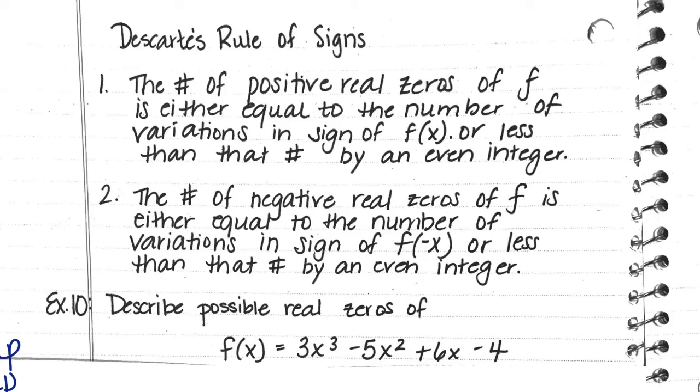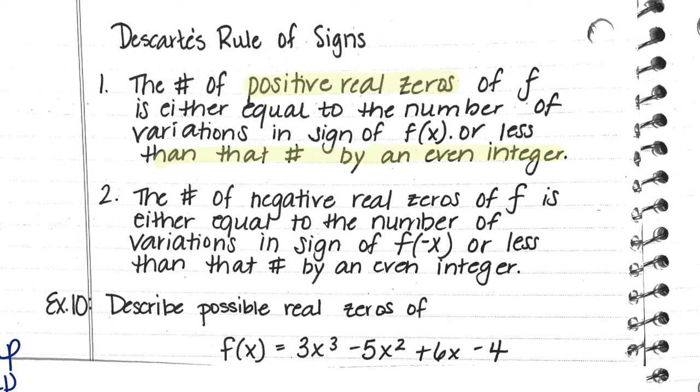All right, the last thing we're going to talk about is Descartes' rule of signs. A lot of kids really get confused on this, but don't let it throw you off. The number of positive real zeros of f is either equal to the number of variations in the sign of f of x or less than that by an even integer.